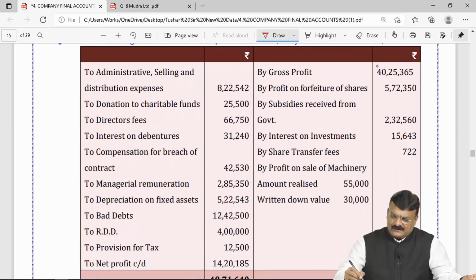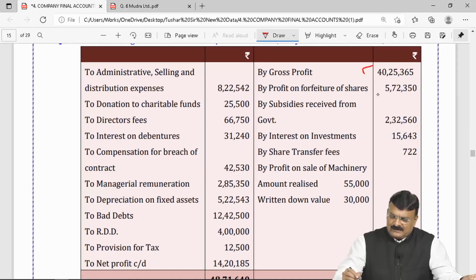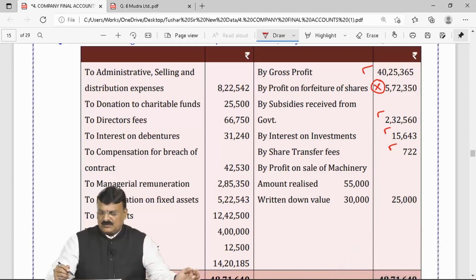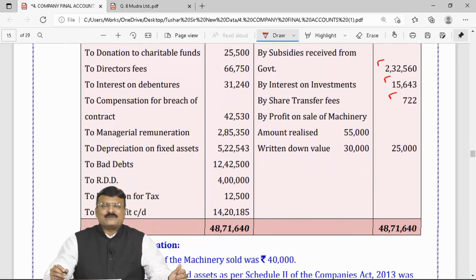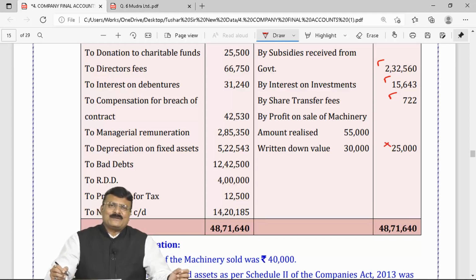Start with the credit side. Gross profit, yes. Profit on forfeiture of shares, no, it's a capital receipt. Subsidy receipt from government, yes. Interest on investment is a revenue receipt. Share transfer fees also revenue receipt. Profit on sale of machinery: amount realized, meaning selling price, 55,000 and WDV 30,000. The selling price minus WDV, 25,000, is total profit. We are not concerned with total profit, we are concerned with revenue profit. So pending.